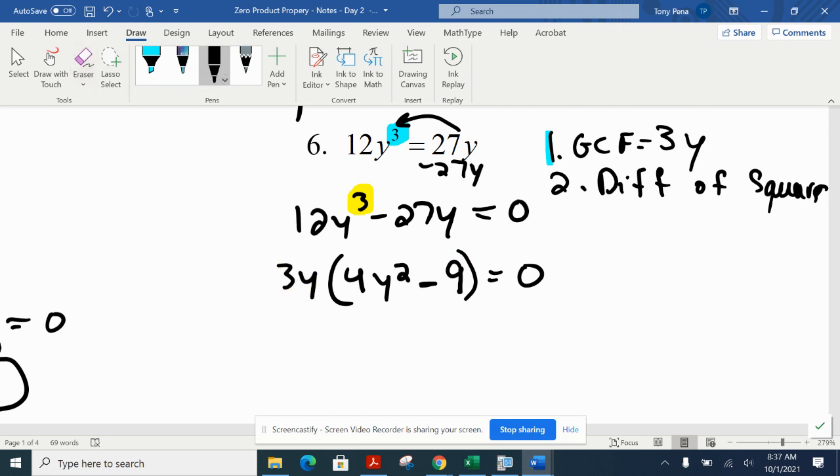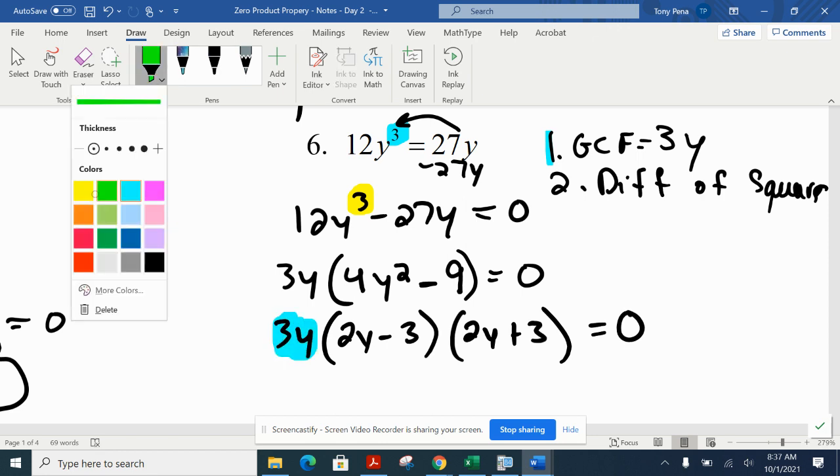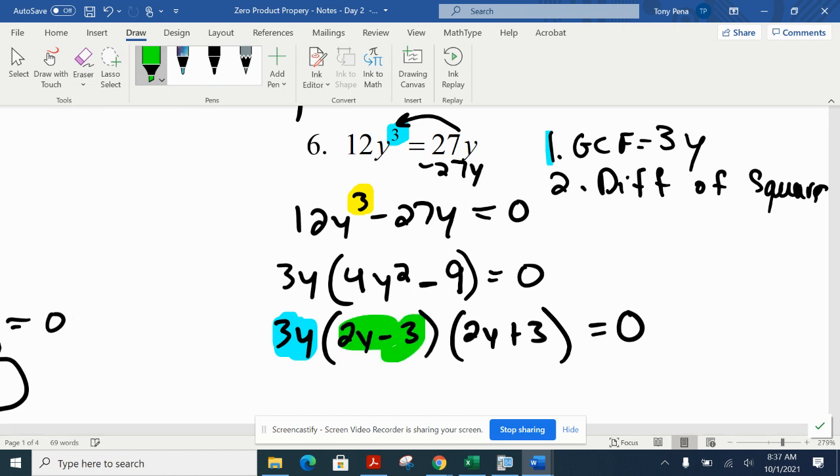So that initial 3y, I'm going to drop it down. All right, and then Joel, how does this factor further? 2y minus 3, 2y plus 3. Good. 2y minus 3, 2y plus 3. So now, don't we have 1, 2, and then finally 3 different factors that should give us those 3 different answers we knew from the beginning we should get.